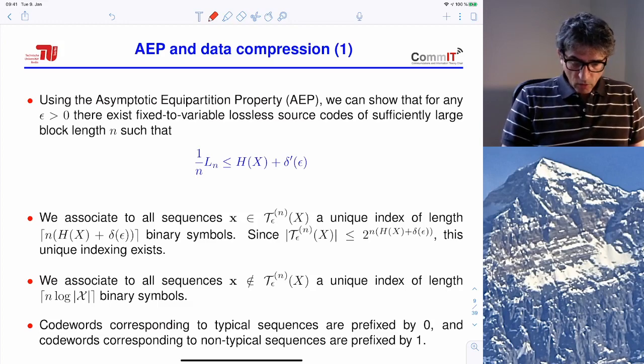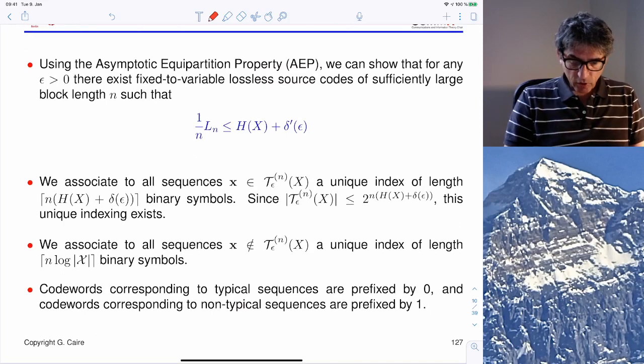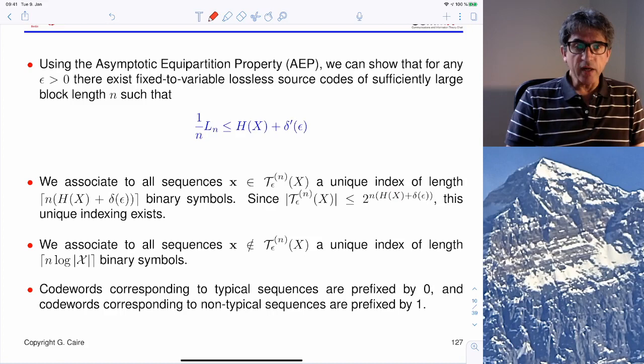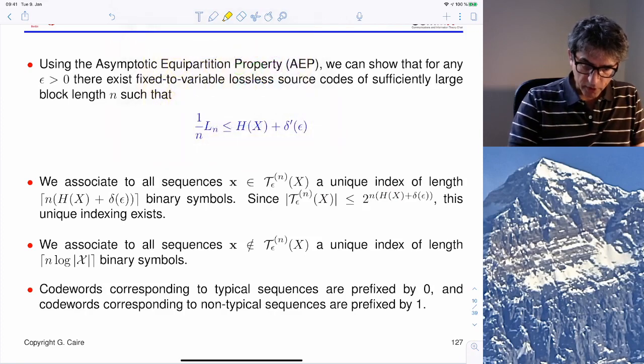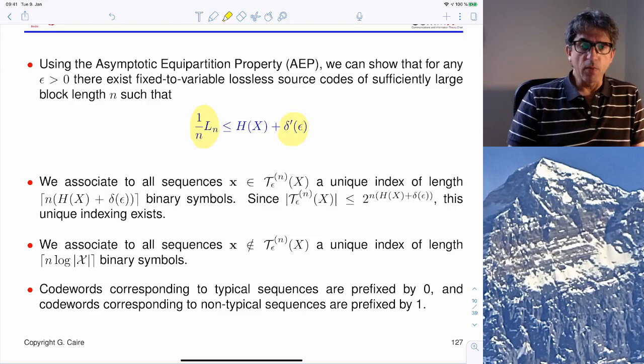So how do we do this? Well, we can prove that there exists a fixed-to-variable lossless source code of sufficiently large block length n such that the compression rate, so the average length divided by n, is less than the entropy plus a quantity that becomes as small as we want.